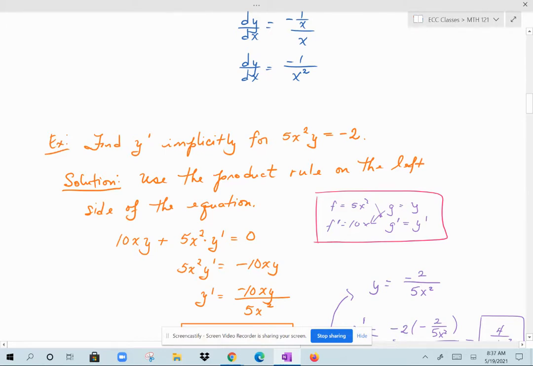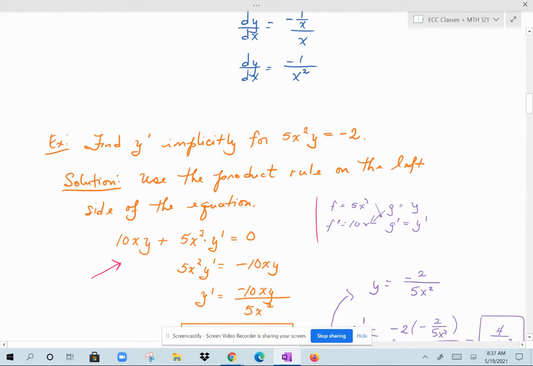F prime is 10x when you take the derivative with respect to x, and the derivative of y with respect to x is y prime or dy dx. So I'm going to use y prime notation in this problem. So when I put that together in the product rule, here we have, I did gf prime plus fg prime, and the right side, the derivative of -2 is 0, so the right side becomes 0.